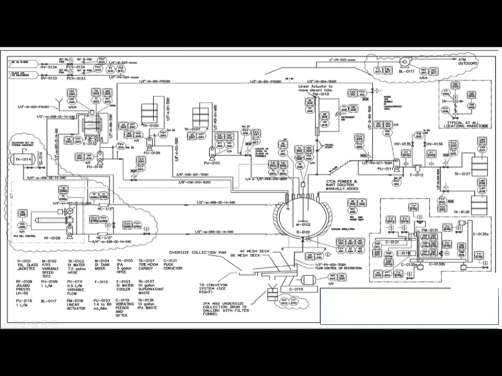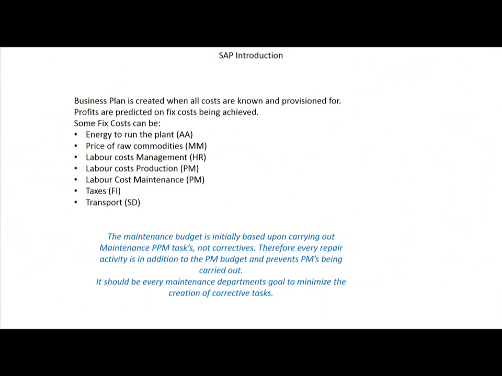And for the rest of the drawing, raw products come in on the left hand side and profit comes out on the right hand side. That's the deal. And a business plan is created for any business when all costs are known and provisioned for. These are some of the fixed costs you might calculate.